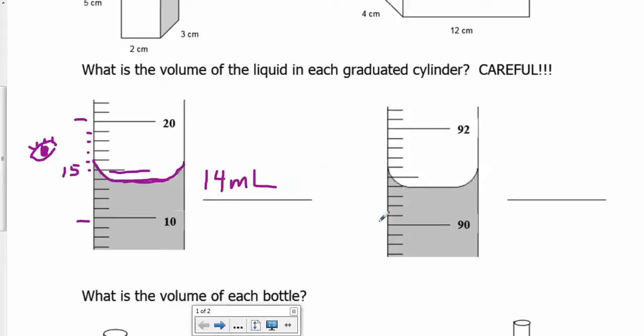All right, so let's look at this one. So this one's going to be a little different because we go from 90 to 92. So we look for this line right here in the middle, and that's going to be 91. So then I need to figure out what these are in between. So there's 5. So they're each going to be 0.2. So 2, 4, 6, 8. So I'm going to be at 90.8 milliliters. So remember, little m, big L.